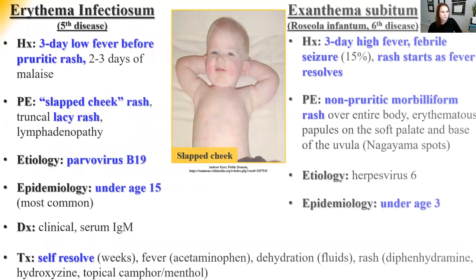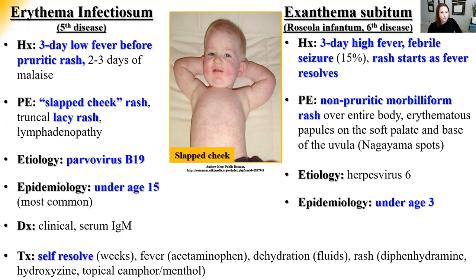Erythema infectiosum and exanthema subitum. You probably talked about this in your derm unit in class. We definitely covered this in our dermatology pod. Erythema infectiosum is going to be caused by parvovirus B19. That's important. Whereas 6th disease is caused by human herpesvirus.